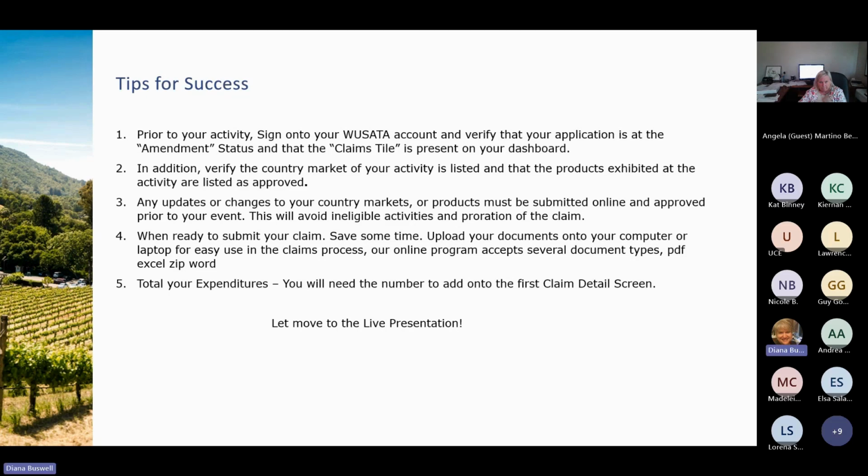When ready to submit your claim, save some time and upload your documents to your computer or laptop for easy use in the claims process. I normally save everything as a PDF if I scan it, but it's really up to you how you want to handle your photos and that type of thing. Our online program accepts several document types: PDF, Excel, Zip, Word, tons of different document types. So feel confident in that.